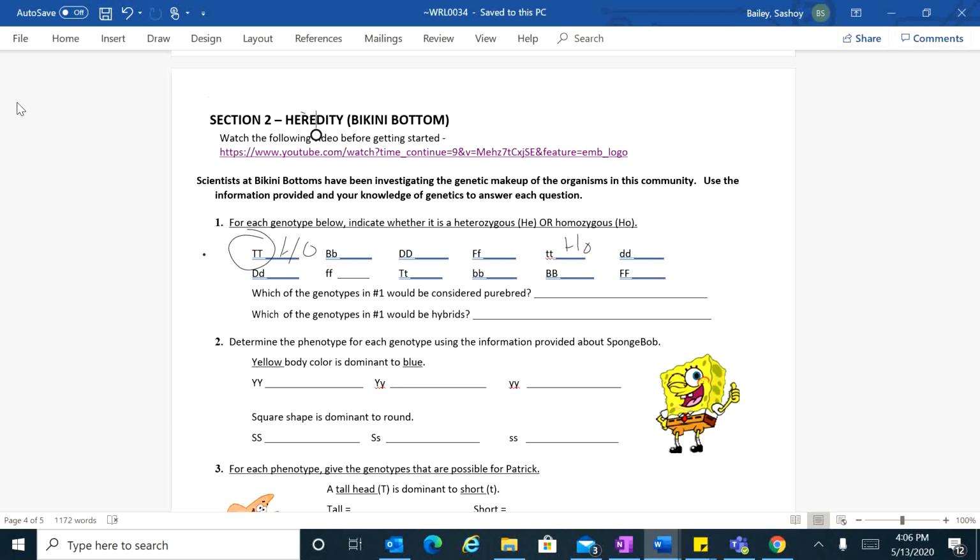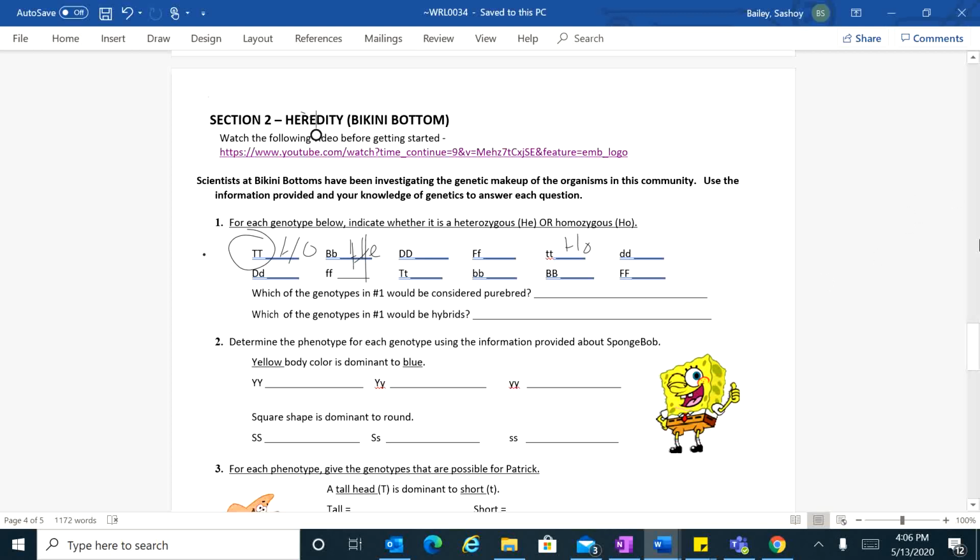An example of a heterozygous example would be the uppercase B and the lowercase b because they're not the same. One is dominant, one is recessive. So you want to put HE here. Okay? And you would do that for the rest of those problems in that example.